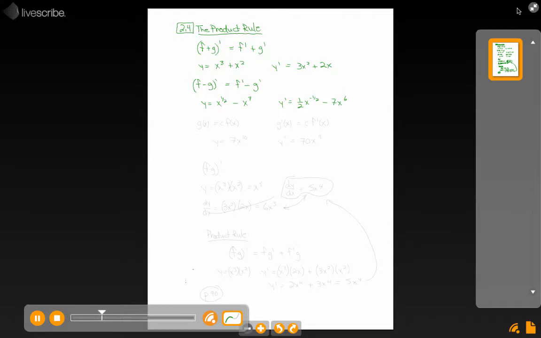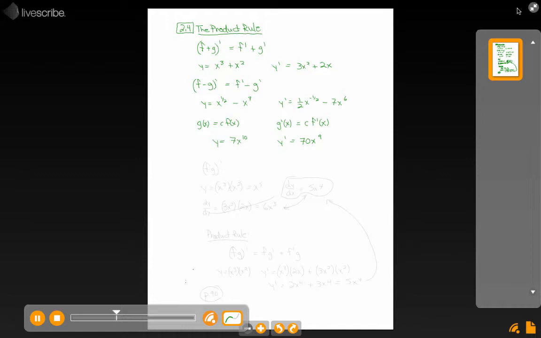We even saw that for a constant, like if I have g of x equals a constant times f of x, when I go to take the derivative of g, I just have the constant times the derivative of f, meaning that if I have y equals 7x to the 10, the derivative of that is 70x to the 9. 10 times x to the 9 times 7.